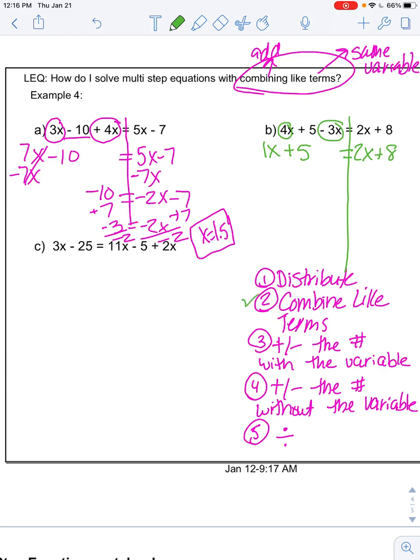And then we are done with step 2, and we could take a look at step 3. Add or subtract the number with the variable. So I'm going to subtract 1x from each side. Get 5 equals 1x plus 8. I am in my two-step equation, so I could go ahead and subtract 8 from each side. Get negative 3 equals 1x. And then the last step, I'm going to divide by 1, so x equals negative 3.